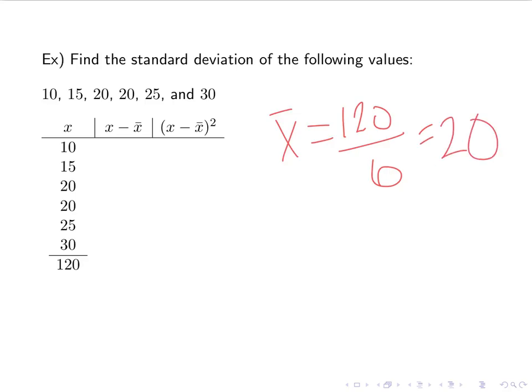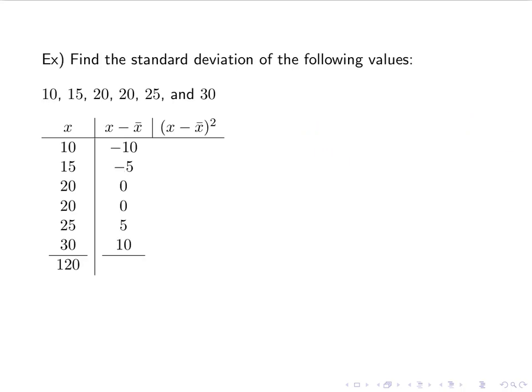So our average is 20. So in our next column, we're going to take the x values and subtract 20. And that gives us -10, -5, 0, 0, 5, 10. And then again, if we add those up, we should get 0. So it's a good way to check halfway through that we're doing it correctly. And we do get 0. Now that we have 0 there, we know we're good to go so far.